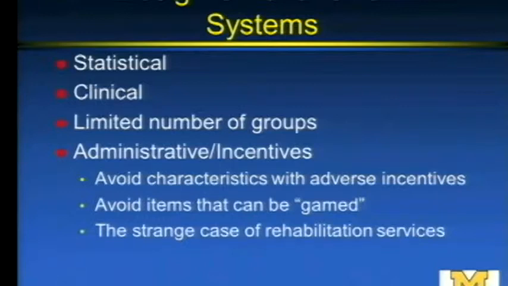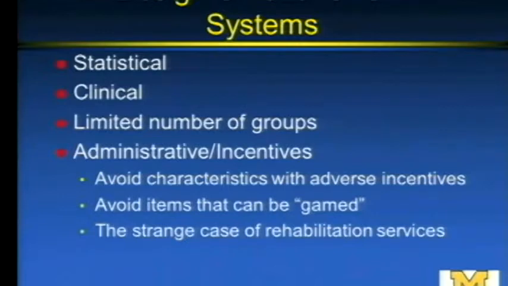So our criteria is a combination of statistics and clinical. We don't want to have too many groups. You don't want to have thousands of groups, so we have a limited number of groups. But a really important fourth set of criteria around what I'll call administrative or incentives. And you want to make sure that certain characteristics don't get into your system.